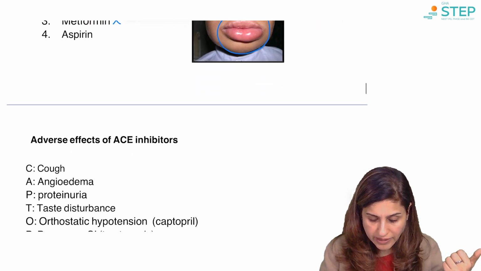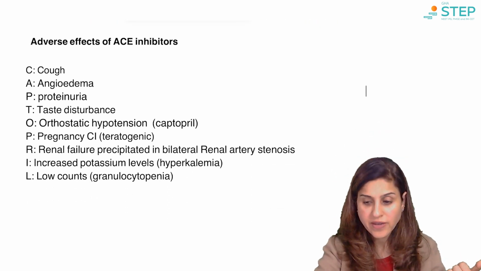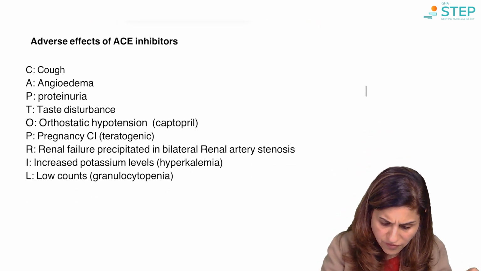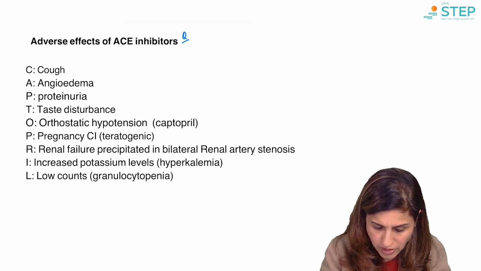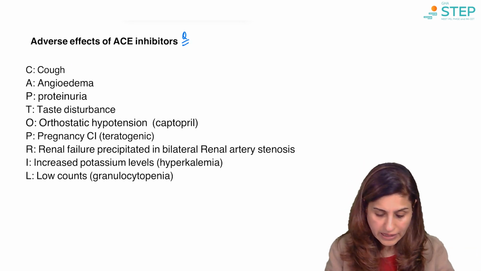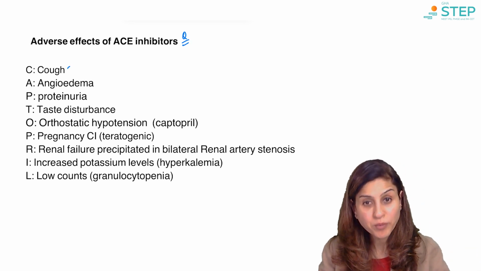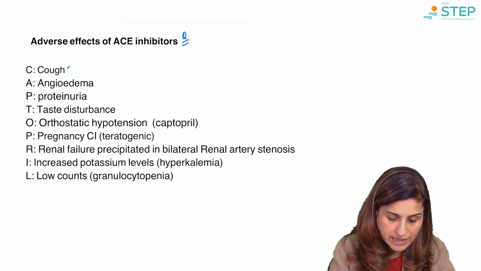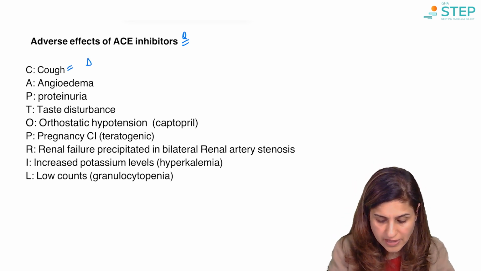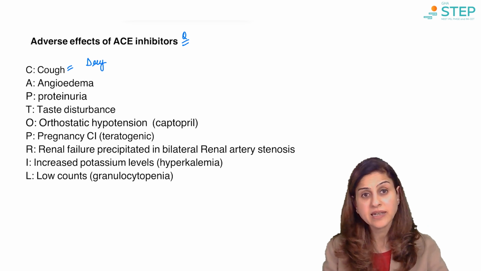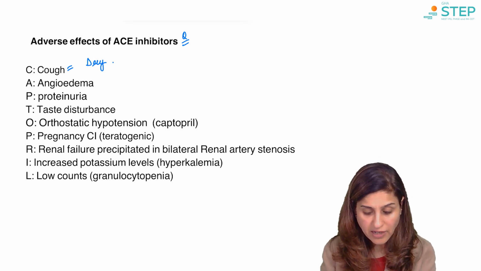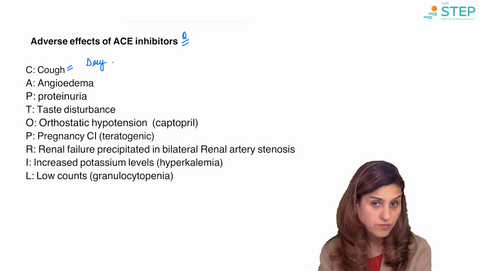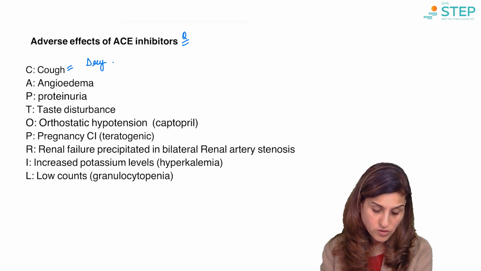Now, what are the important adverse effects of ACE inhibitors? Another very, very important question. So you remember the mnemonic: the drug, an ACE inhibitor, captopril, you know the spelling, you know the side effects. So captopril, C is for cough. The cough is a dry brassy cough, very, very dry brassy cough. Many patients leave this ACE inhibitor because of this.